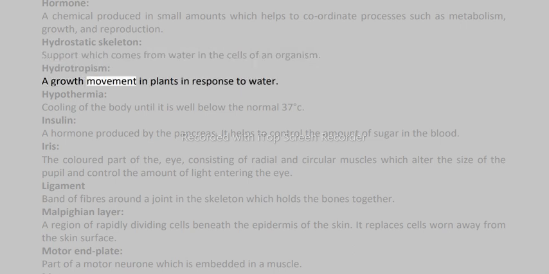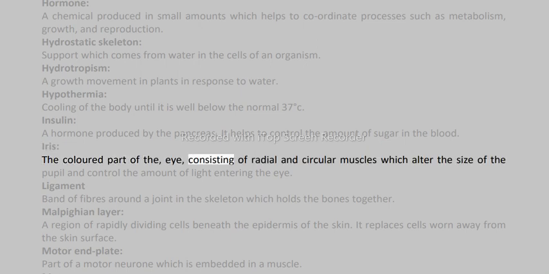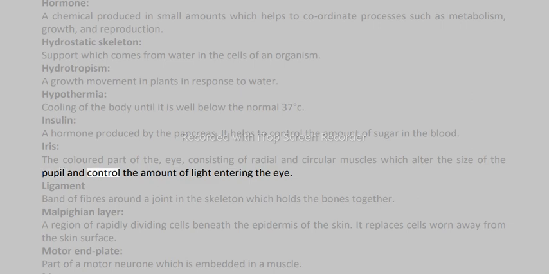Hydrotropism, a growth movement in plants in response to water. Hypothermia, cooling of the body until it is well below the normal 37 degrees Celsius. Insulin, a hormone produced by the pancreas. It helps to control the amount of sugar in the blood. Iris, the colored part of the eye, consisting of radial and circular muscles which alter the size of the pupil and control the amount of light entering the eye.